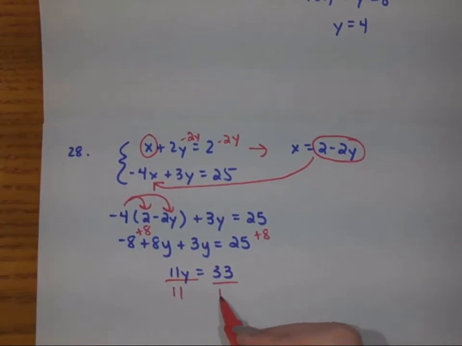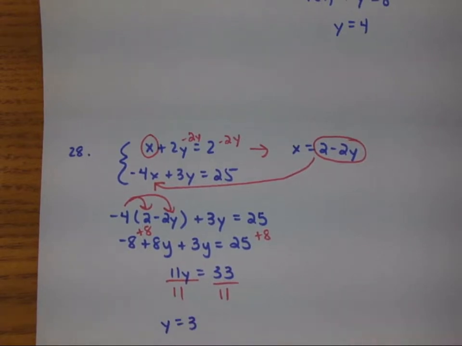So divide both sides by 11. So I get y equals 3. So now let's find x.